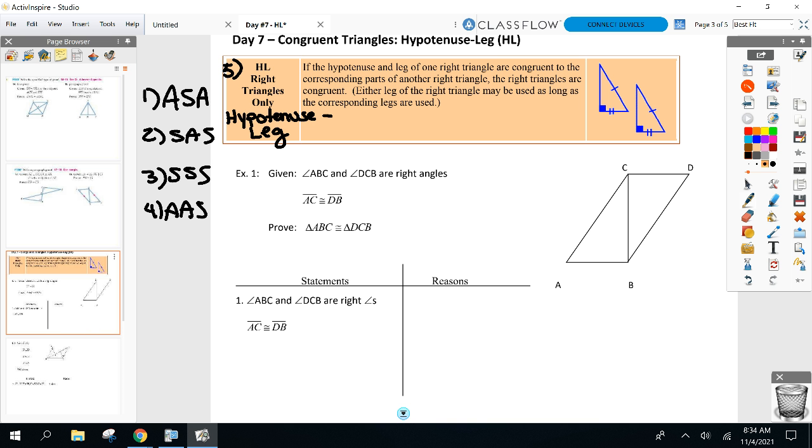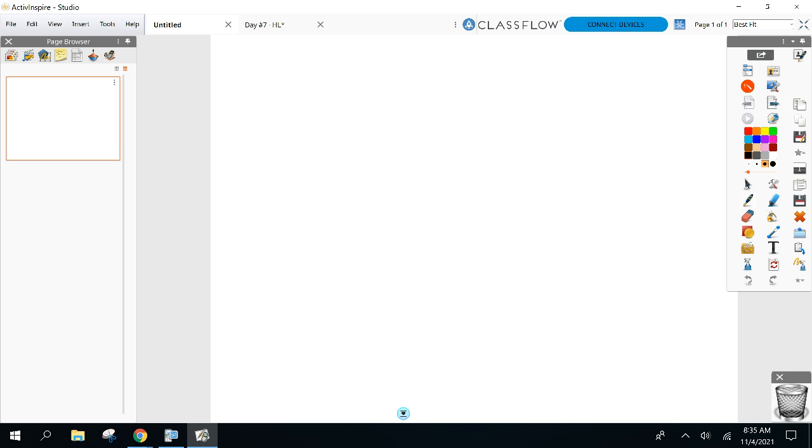The only time you can have a hypotenuse is if you have a right triangle. So this method is only reserved for right triangles. If you don't have a right triangle, HL is not even an option. It's only for right triangles. Let me go through quickly because I don't think you guys are familiar with hypotenuse and leg. So let me go over this method real quick.